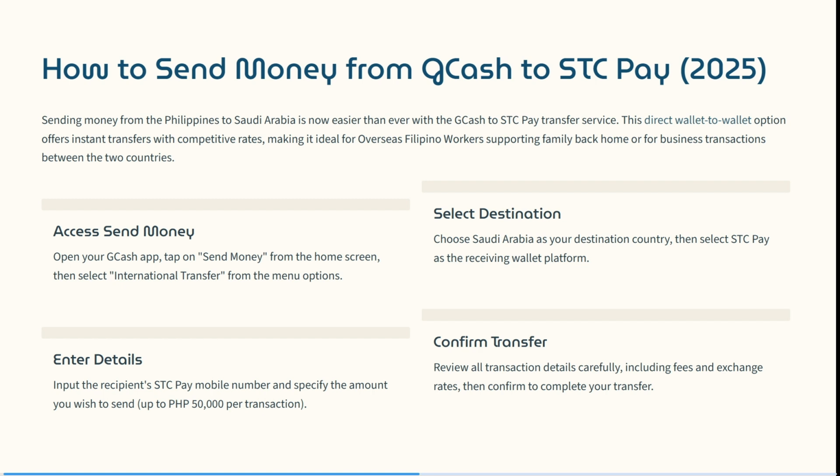The next thing is you need to choose Saudi Arabia as your destination country, then select STC Pay as the receiving wallet platform, of course. Input your recipient's STC Pay mobile number and specify the amount you wish to send. Then you're going to review all the transaction details very carefully, making sure that everything is correct. This includes fees and exchange rates, and then confirm to complete your order.